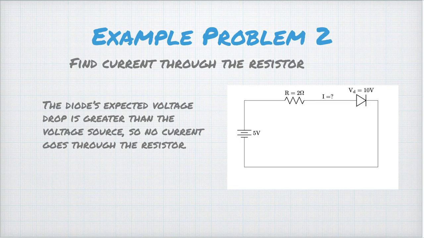This is the second example problem, and once again, we are looking for the current through the resistor. At first glance, we think that we can solve this problem in the same exact way that we solved the previous problem. However, if we look a little closer, we'll notice that the voltage drop of the diode is greater than the voltage of the battery. Thus, there is no current passing through the resistor.